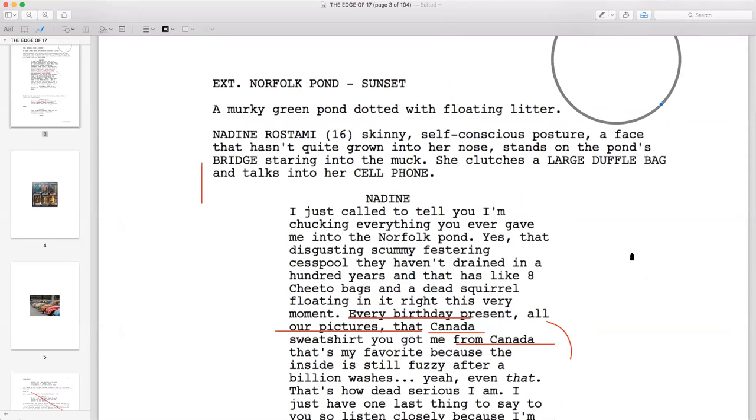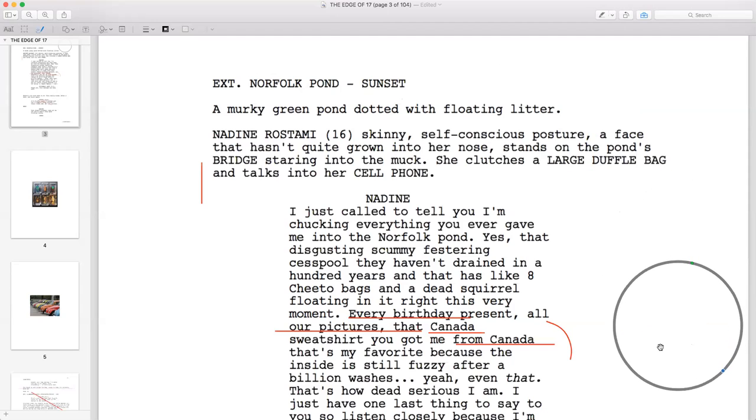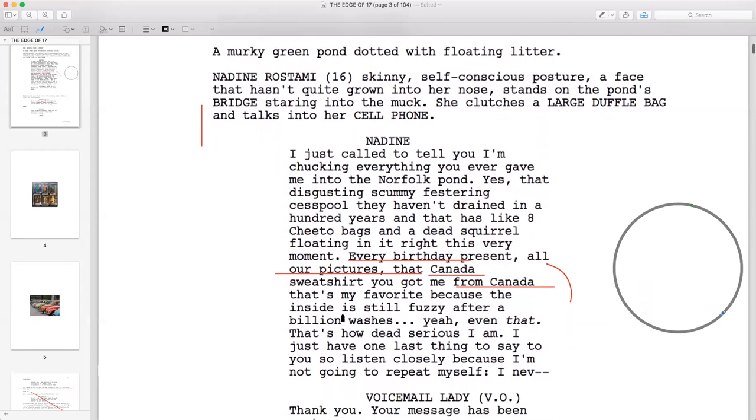And it's a wonderful movie about a teenage girl who's sort of coming of age. It's lovely. And the writing is really funny, and I quite like it. The character is Nadine Rostami, and she's 16, skinny, self-conscious, a face that hasn't quite grown into her nose. All of that physical description of her is really just to tell you that Nadine is not quite grown into herself yet. So the character doesn't really have to look like that, and the young woman who played her really doesn't. But let's get to the life experience, to your life experience to create stories and create emotion.